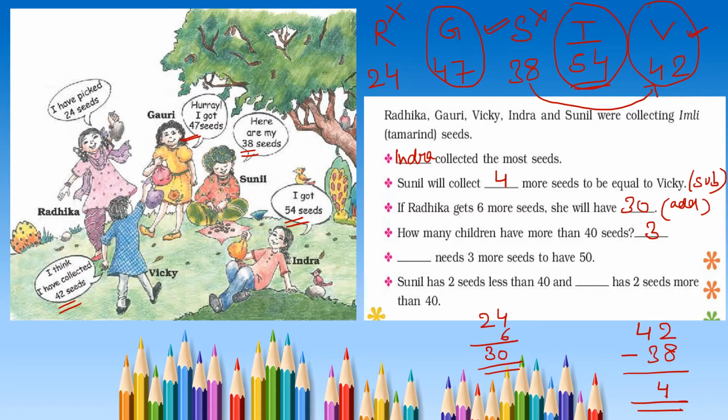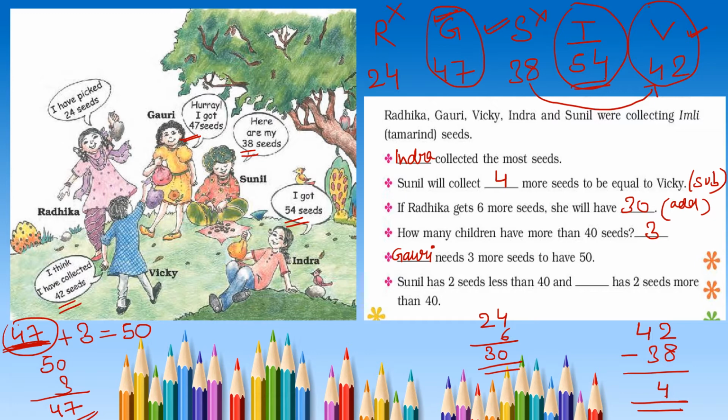Okay. Next question. Dash needs 3 more seeds to have 50. So there's a person who has some number of seeds. If we add 3 to that number, that person will have 50 now. Okay, so we have to find this dash. So we will subtract 3 from 50. We will get 47 seeds over here. So this dash is 47. Now we will have to find who has 47 seeds. So clearly Gauri has 47 seeds. So our answer is Gauri.